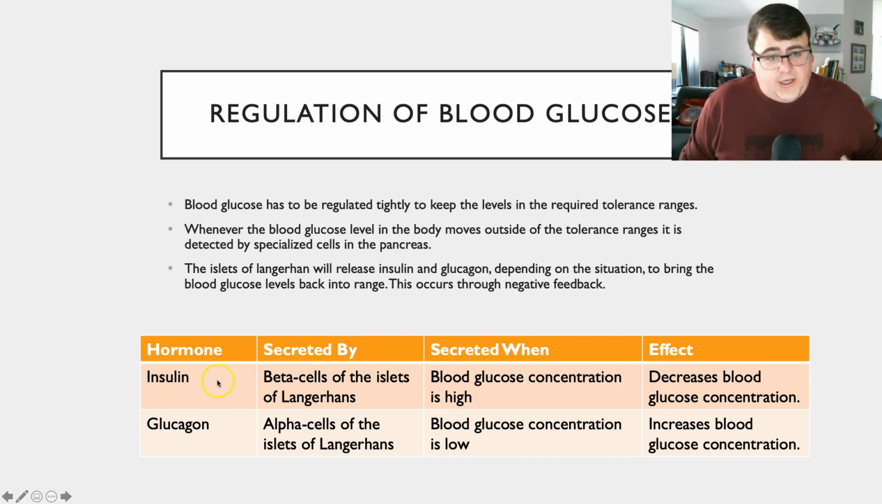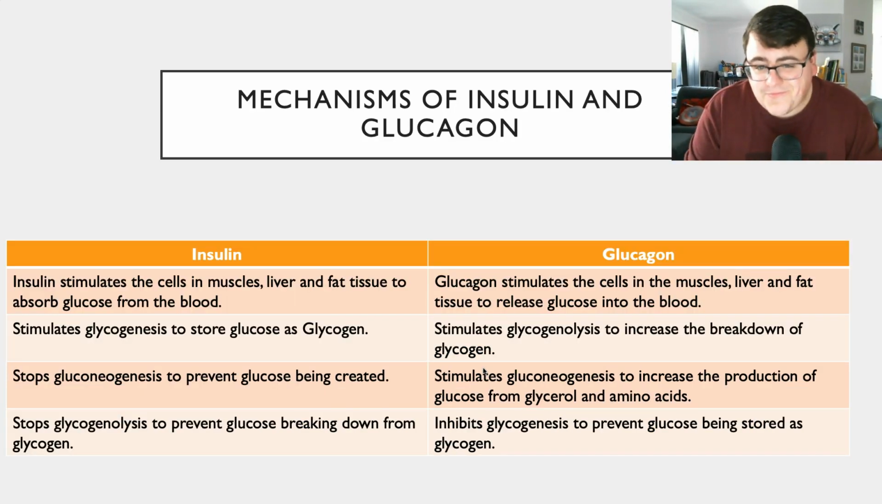Well, insulin is secreted by beta cells in the islets of Langerhans, and it's only secreted when your blood glucose concentration is high. What it will do is decrease the blood glucose concentration in the body. Glucagon, on the other hand, is released from the alpha cells of the islets of Langerhans, and it's secreted when the blood glucose concentration is low. Its job is to increase the blood glucose concentration, and we're going to talk about how they do this on this slide here.